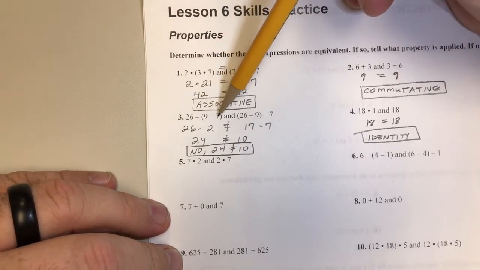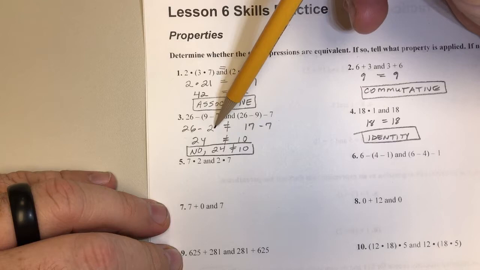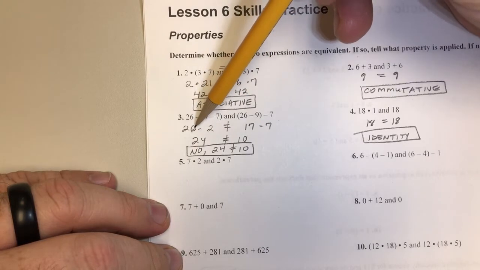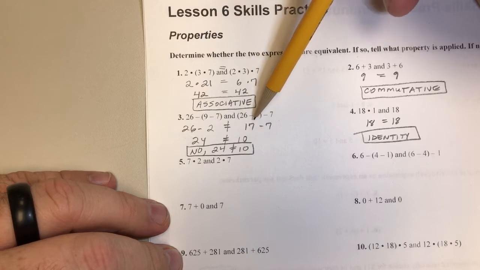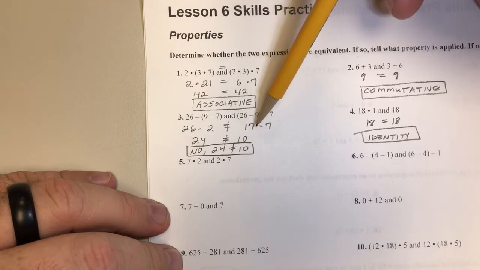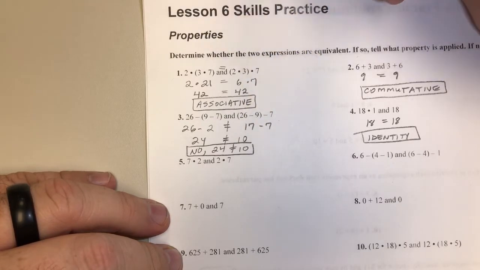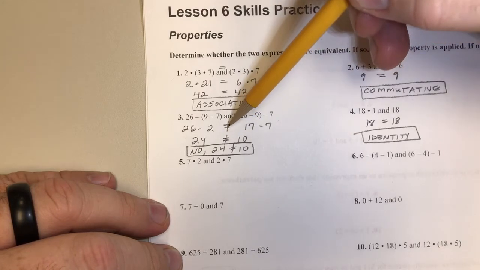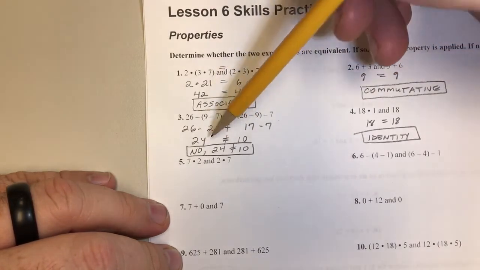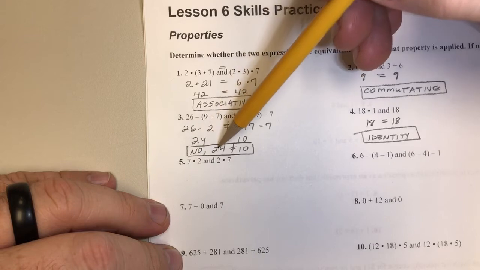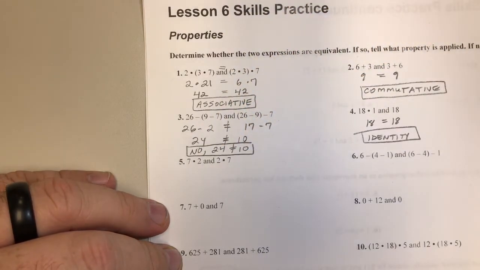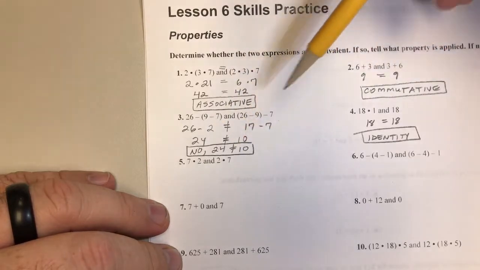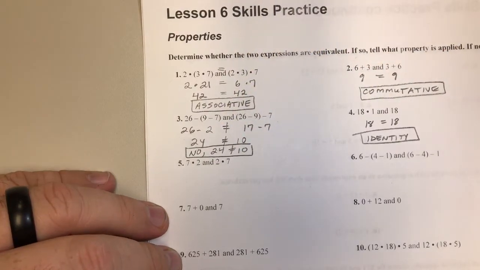9 minus 7 inside parentheses we take care of first, which is 2. Bring down the rest. 26 minus 2 is 24. 26 minus 9 is 17. Bring down the rest. 17 minus 7 is 10. And they are not equal, which is why I'm using that sign. So we ended up answering this by saying no, 24 is not equal to 10. That's why we cannot give that a property. We can't say that that's associative or commutative, because those two equations are not equal.